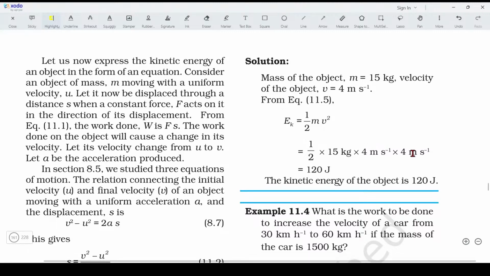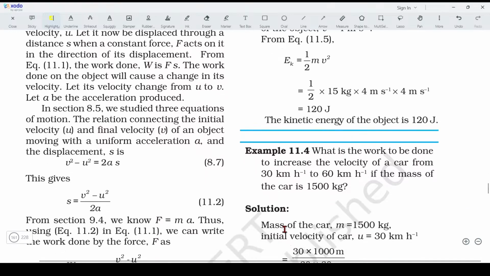Now this is interesting. The velocity is increased from 30 to 60. Mass of the car is 1500. Now, what is the work done? You are increasing velocity from this to this. You have to be a little careful here. Please be careful with the units.